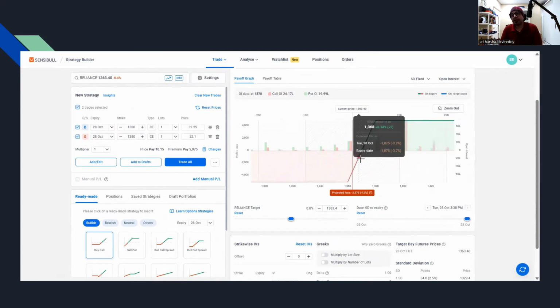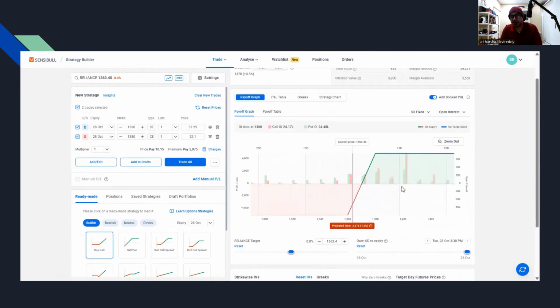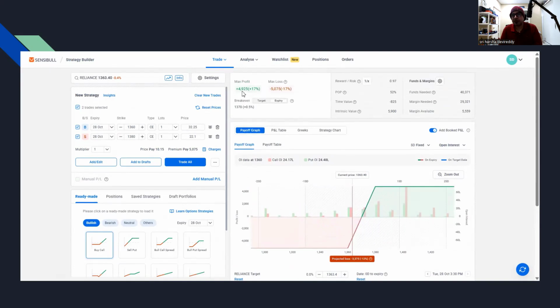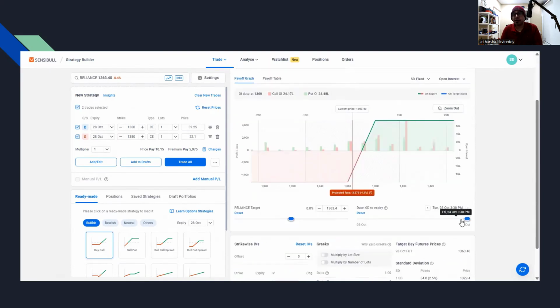And then see, if Reliance increases by just 30 rupees, you will make 5,000 rupees profit. The break-even also changes. Here the break-even is 1,392, and here the break-even is 1,370. There is a 20 rupee difference in break-even. The probability has increased and the loss has also reduced. Three, four things have happened because I sold a call. So this is one strategy.